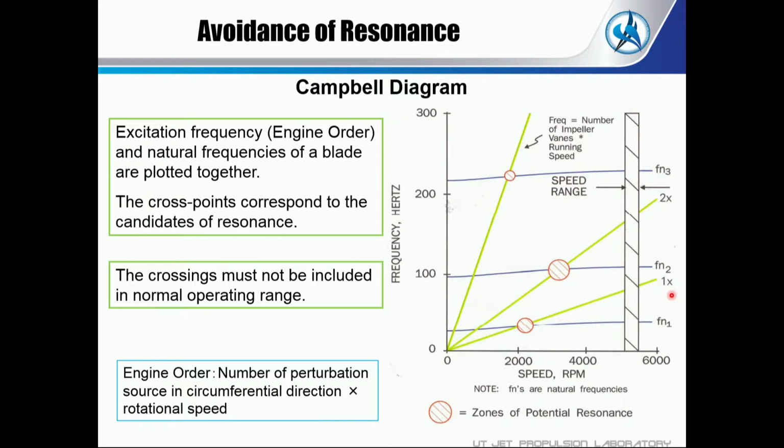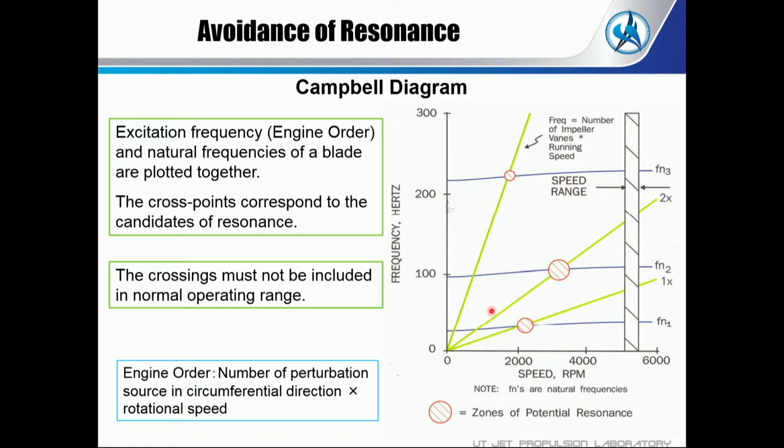So the first one is changing the blade count or something. And the second one is changing the blade structure to change the resonance frequency, the natural frequency of each blade. So we can use two methods, but usually changing the blade structure is very difficult. So usually we use changing the blade count or something.